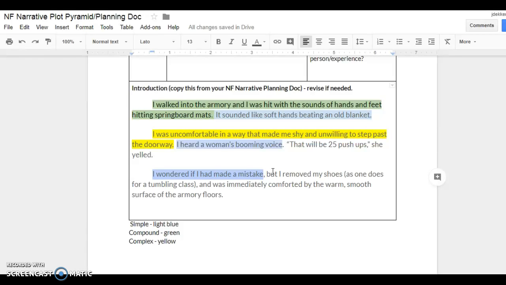"But I removed my shoes, as one does for the tumbling class, and was immediately comforted by the warm, smooth surface of the armory floor." Okay, "I removed my shoes" is another independent clause. But "was immediately comforted by the warm, smooth surface of the armory floors" is a dependent clause. So we see now that this sentence has two independent clauses and one dependent clause. And if I look at my cheat sheet, it says that complex is one independent clause and dependent clauses joined together, right? And it could be one or more independent clauses. So I'm going to highlight this entire sentence, and I'm going to label it as yellow.